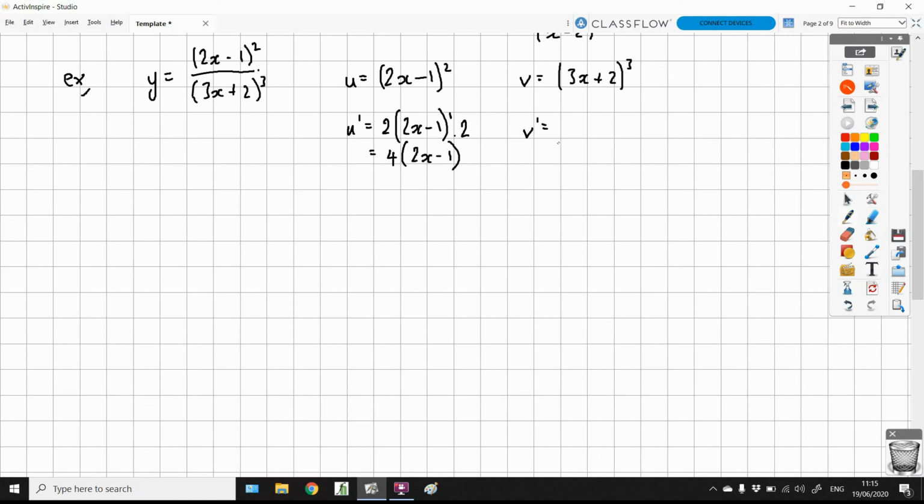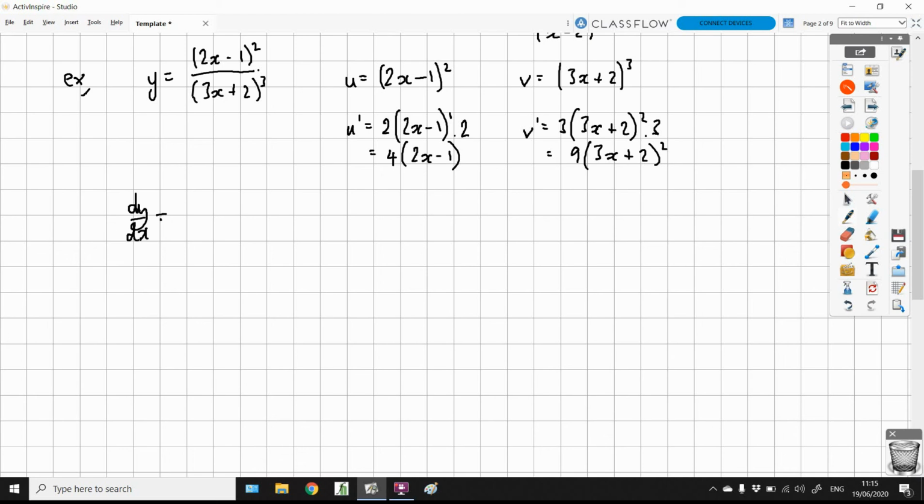Over here, same concept, 3 open bracket 3x plus 2 all squared, but the chain rule pulls out another 3, and so we have 9 bracket 3x plus 2 all squared. We could expand that. I'm inclined not to, for the same reason as we saw previously. We might expand it later, but not at the moment.